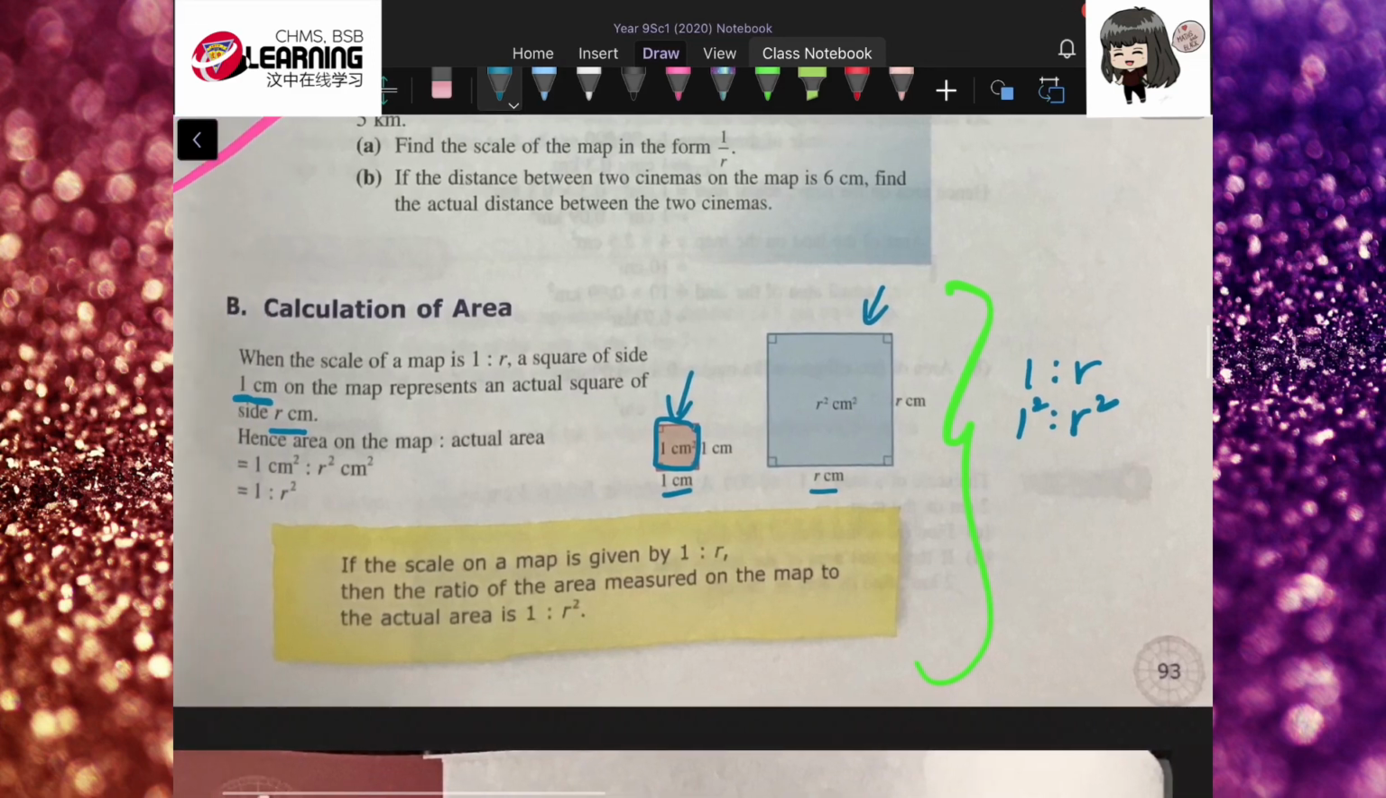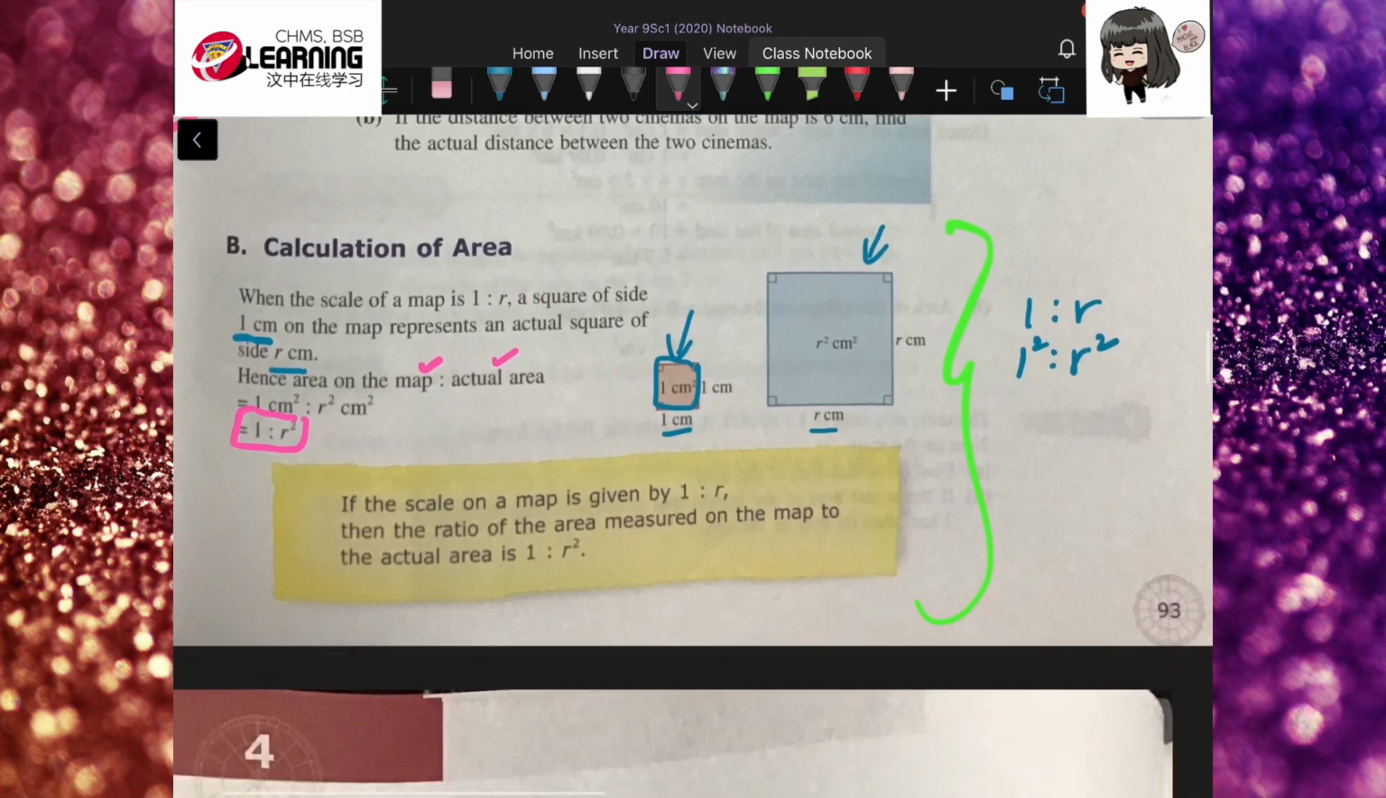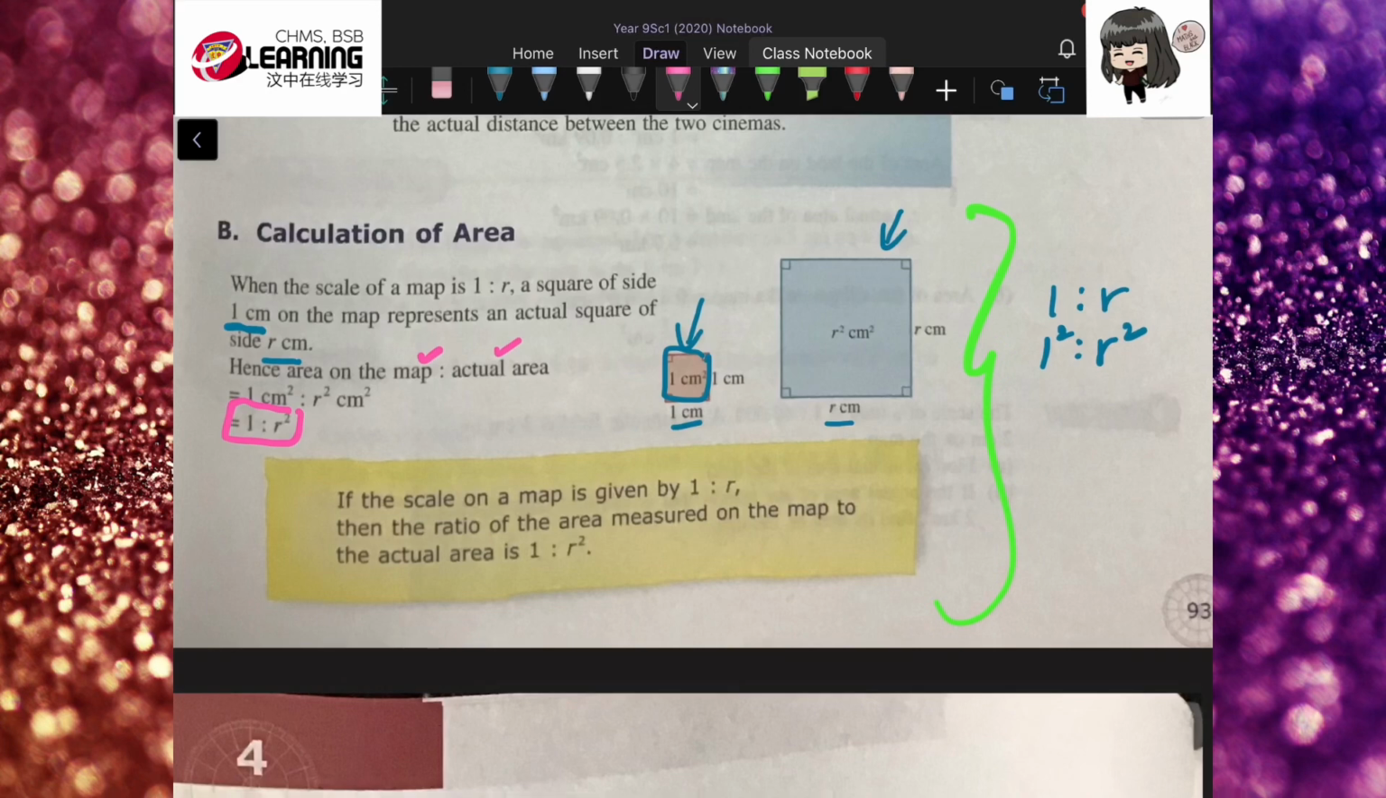It's already written down here. Hence, the area on the map to the actual area is 1 centimeter square to R square centimeter square, so it means 1 to R square. Look at the note here: if the scale on the map is given by 1 to R, then the ratio of the area measured on the map to the actual area is 1 to R square.